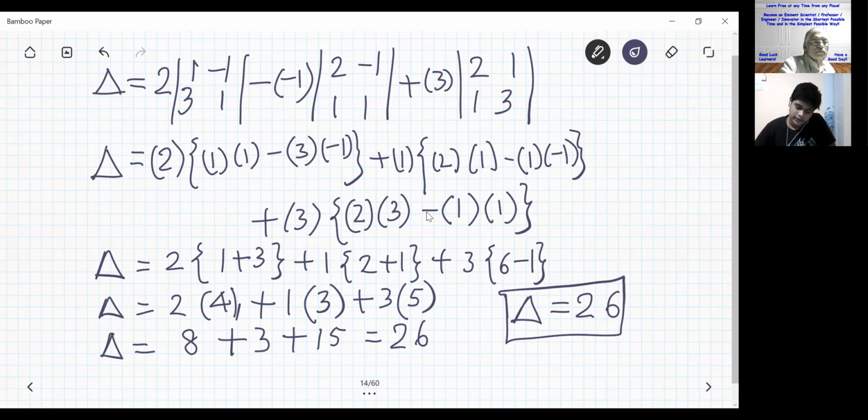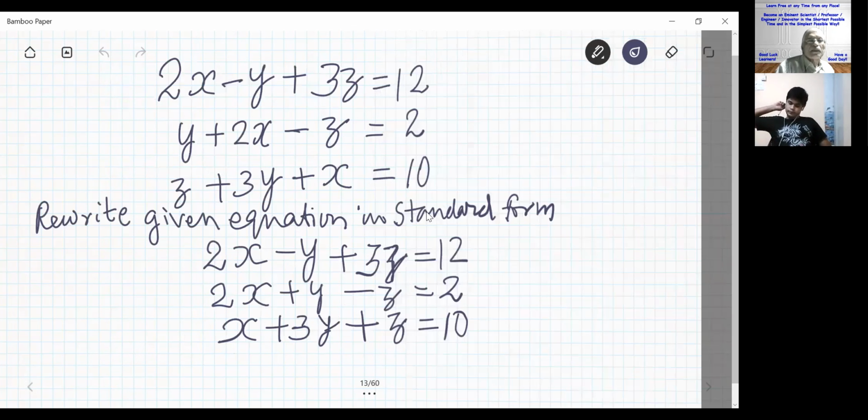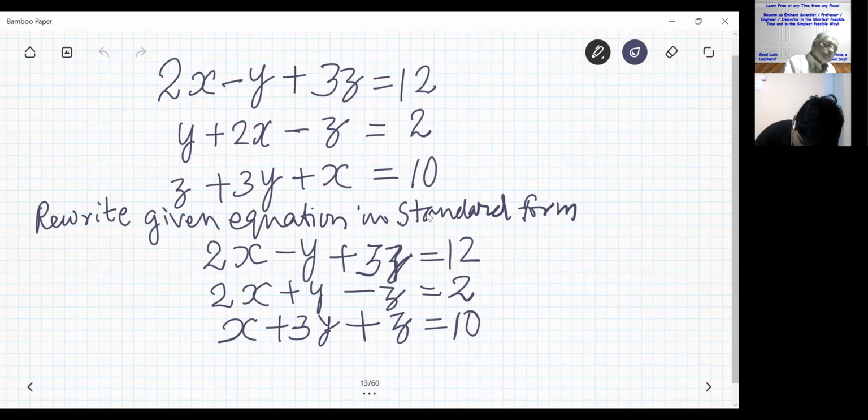Sir, answer is 26, sir. Correct. Now you find the delta x. Sir, this is from which chapter, sir? This is that revision, they asked for knowledge of the matrix.